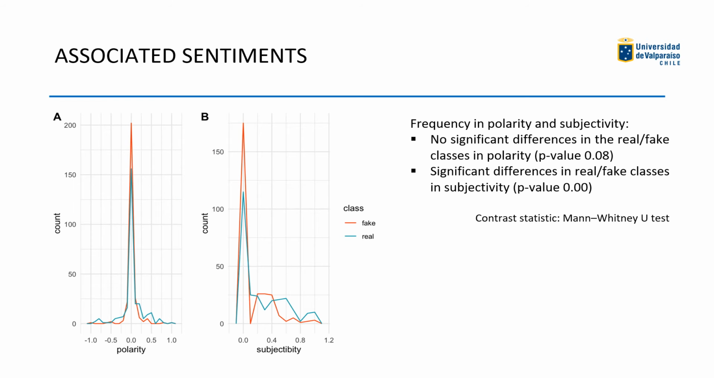When testing if there is a significant difference in polarity and subjectivity according to the type of news, the Mann-Whitney U-test tells us that there is a significant difference in subjectivity, contrary to what happens in polarity.